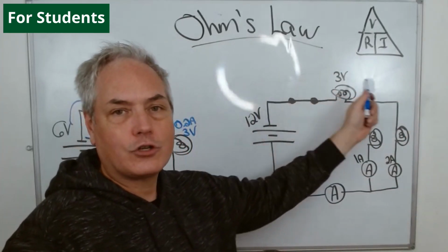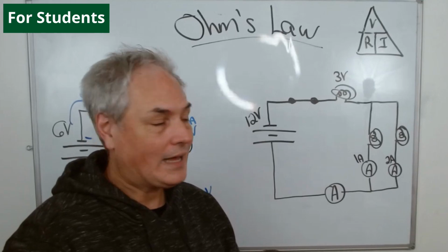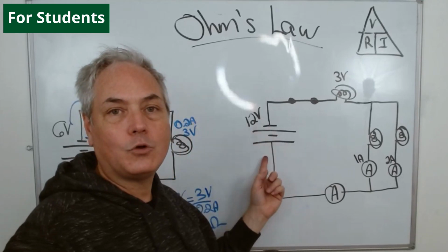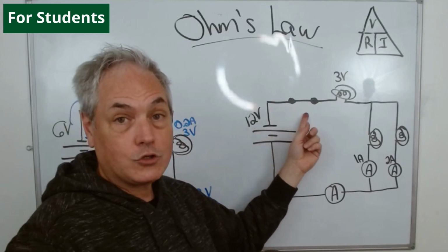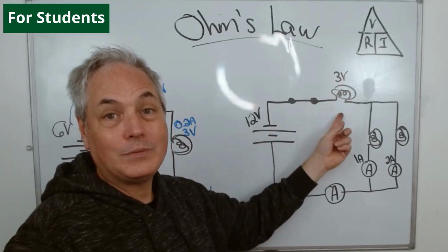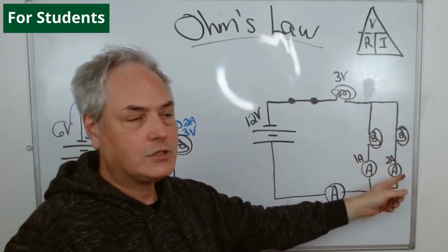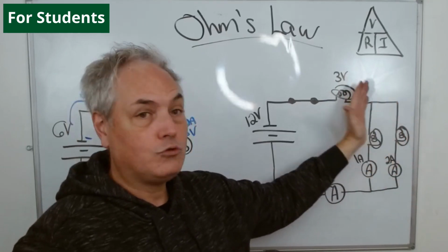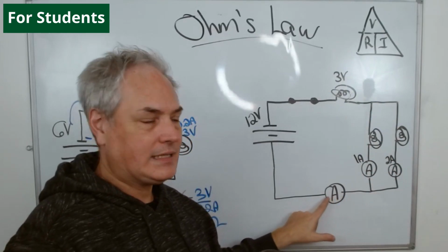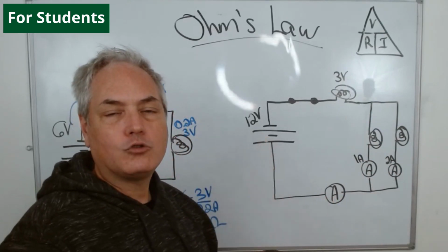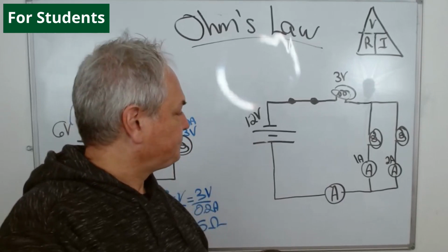So here I have a circuit, but I can see that they are in parallel. Let's see what we have. We have the voltage or the potential difference at the source being 12 volts. We have a switch. We have a bulb that has 3 volts. We have 2 branches. So from this point, you can see 2 parallel branches of the circuit, and that they're meeting here to go back to the source right there. So let's see what information we have.